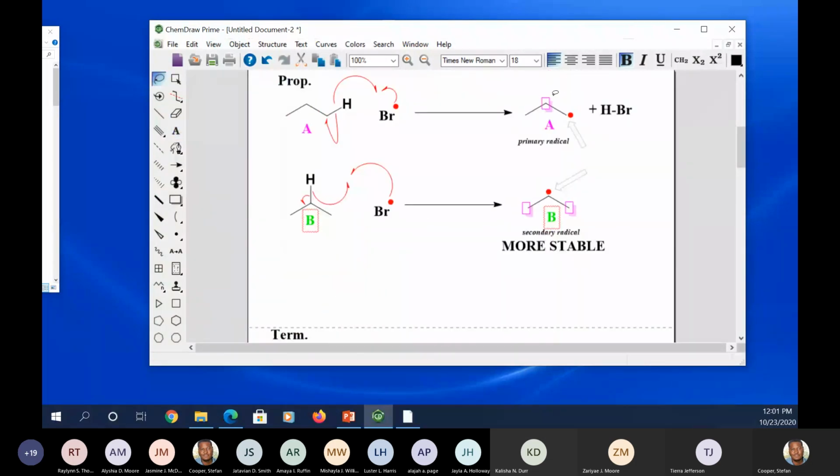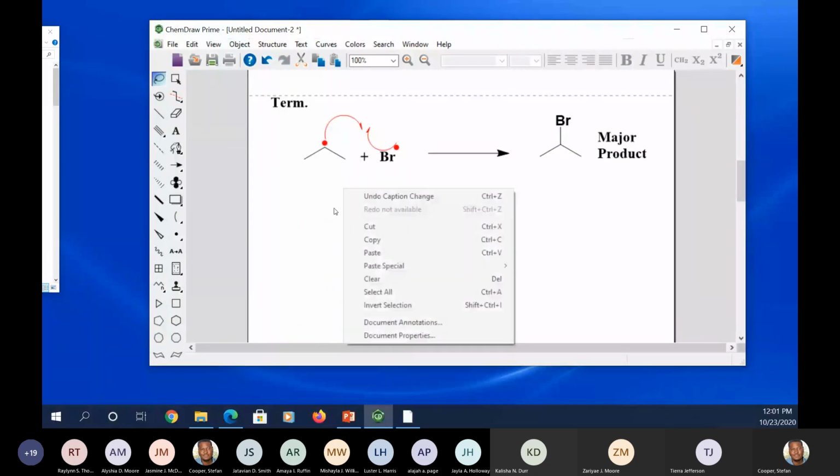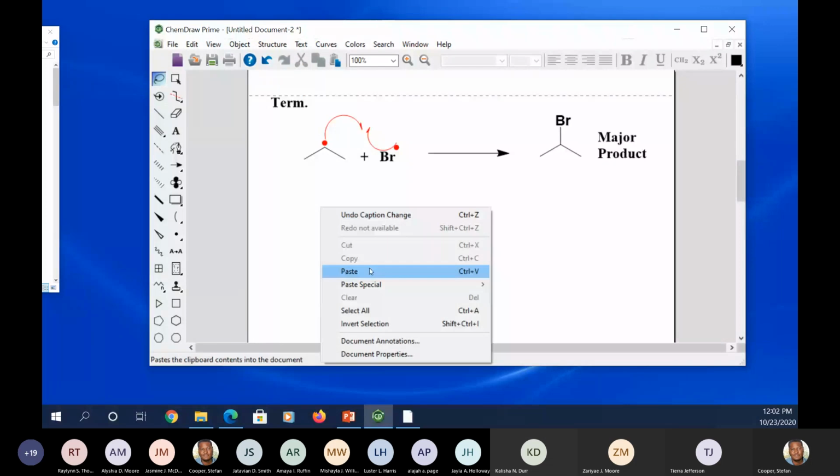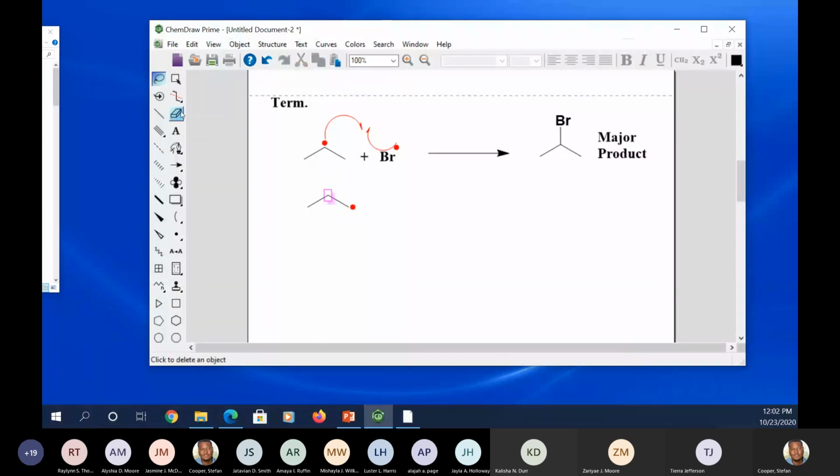Just to be thorough, let me go ahead and try to draw this one as well. But we're also going to have this radical.